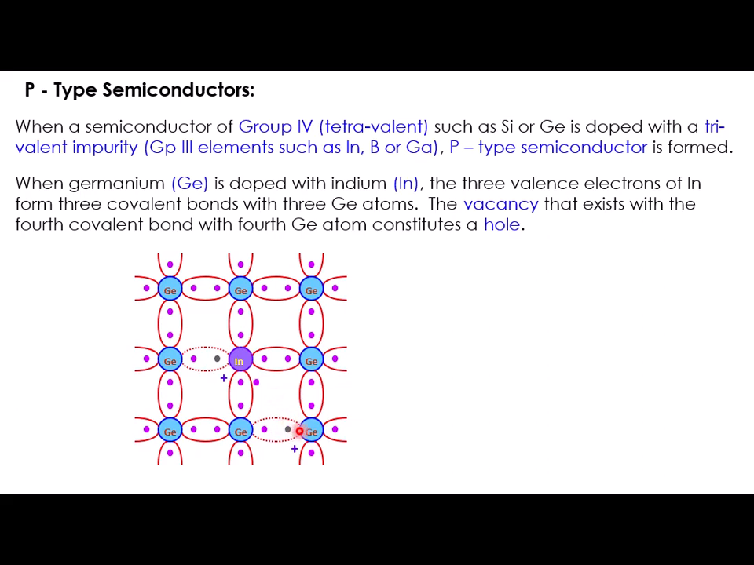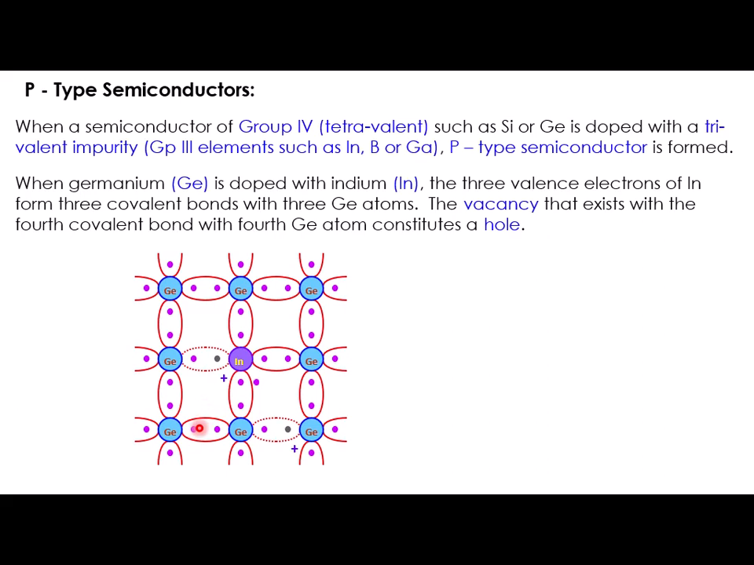In the second process, one electron will move from the valence band, or any of these covalent bonds, to fulfill the octet rule of this indium atom, this impurity atom. To satisfy the octet rule, this hole will pull up one electron from the nearby atom. That is the second process.